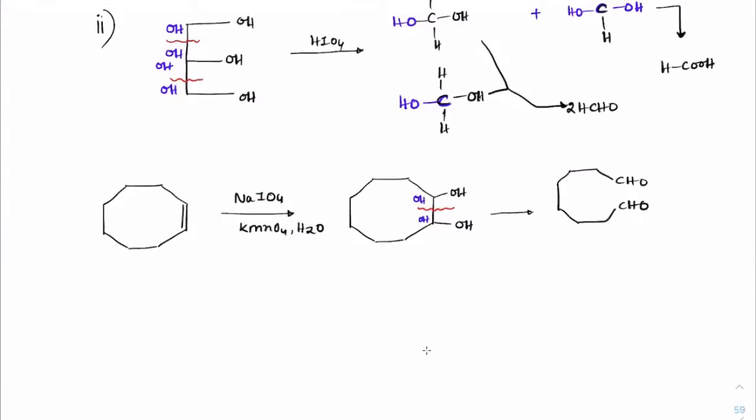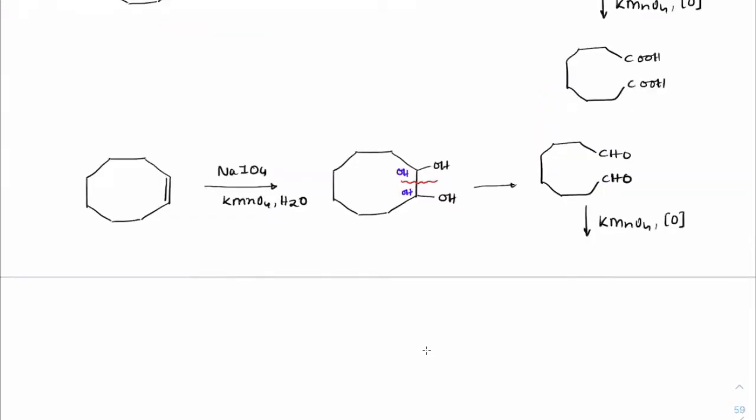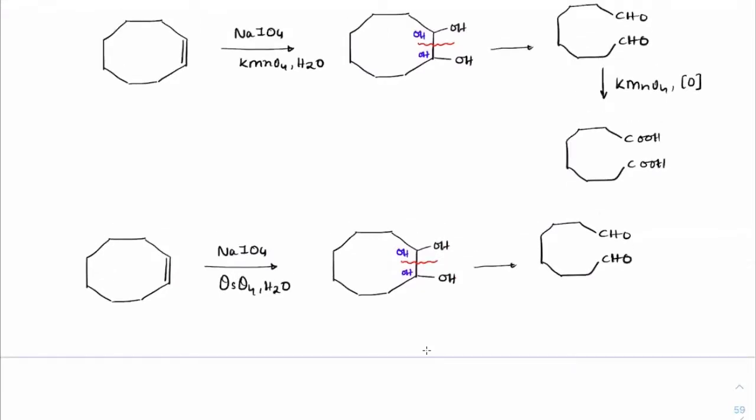Sorry, KMnO4 is present. So in the presence of KMnO4, if an aldehyde is formed, it will further undergo oxidation, and finally the product will be acids. But this time, instead of taking KMnO4 and H2O, I'm taking osmium tetraoxide and H2O. Osmium tetraoxide also creates diols through hydroxylation. And again, NaIO4 breaks the bond and it will stop here. Osmium tetraoxide does not cause further oxidation of aldehydes, so it will stop at aldehydes only.